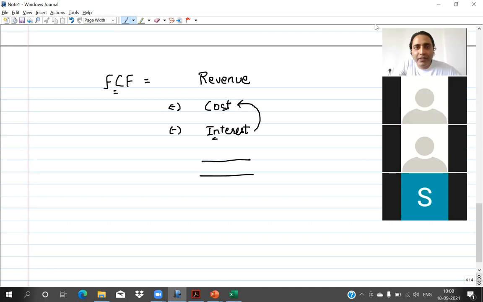Sir, one more thing. Yeah. We just learned that free cash flow is the amount that needs to be distributed to whether shareholders or debt holders. Yes. Very good. To debt holders. Therefore, very good. So, for interest, kyun minus karna? Barabar. Yes, sir. Bilkul sahi. Very good. So, both the answers that you have given me are correct.